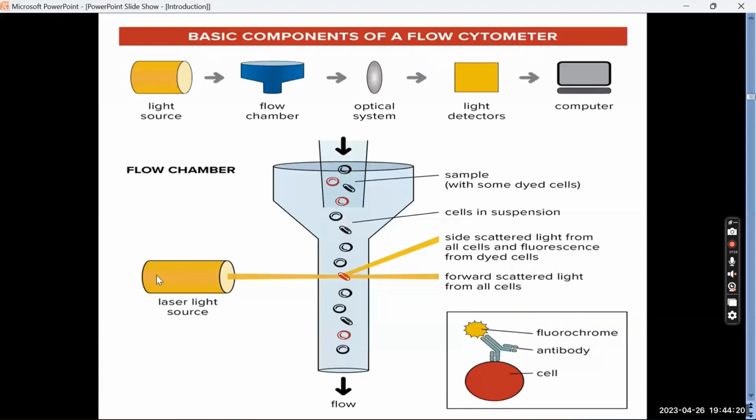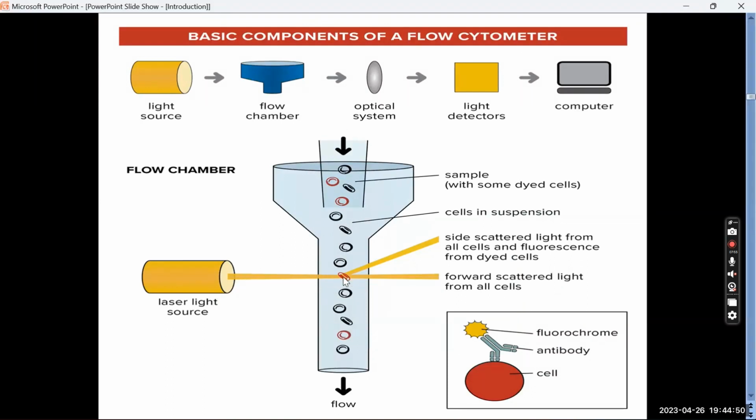So this is the instrumentation of a flow cytometer. As I said, we have a light source, which is the laser, commonly used in all flow cytometers nowadays. This light source will hit the stained cells which are flowing in the flow chamber in a single file pattern, because of hydrodynamic focusing happening because of the fluidics, or the sheath fluid, which is flowing around the cells.